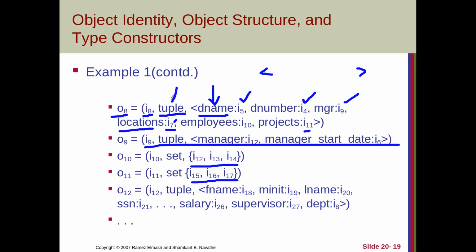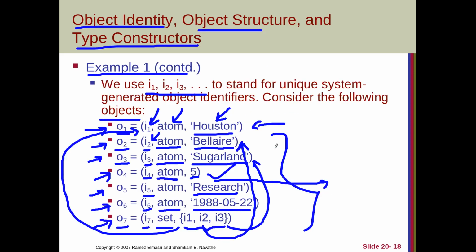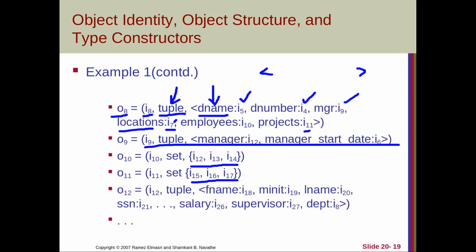So we have seen atom, we have seen set, and we have seen tuple. Similarly, other constructors can also be used. So O9 is I9 with tuple manager I12. I12 will have some features. Then manager start date, that is I6. What is I6 here? It is a date, which is already mentioned and already represented. So whatever objects are created by using object-oriented databases will be stored internally by using the object ID, which is created automatically by the system, and by using that the remaining objects will be identified.